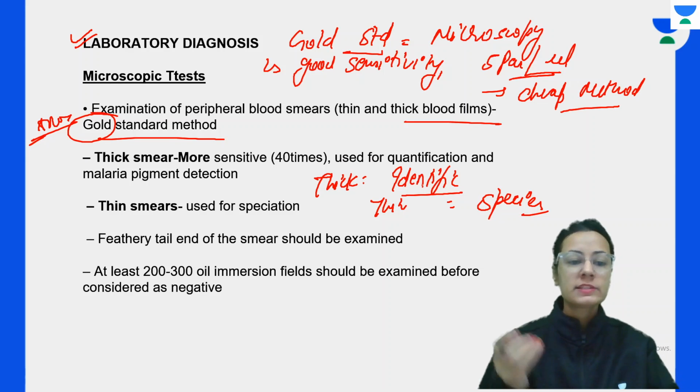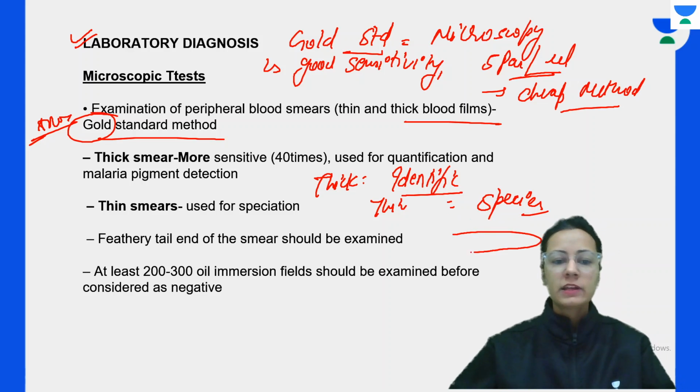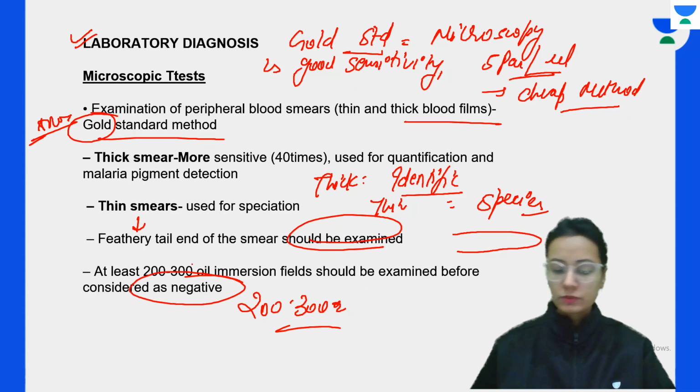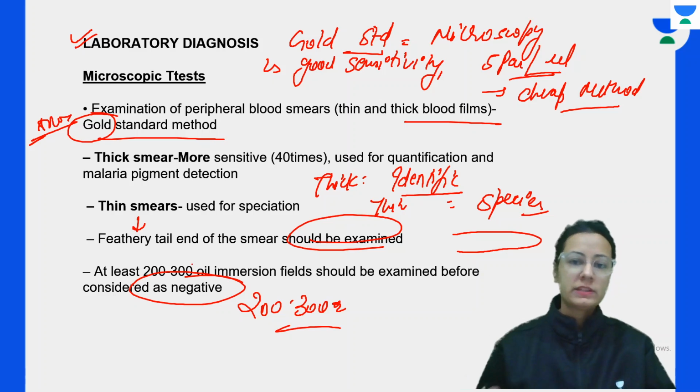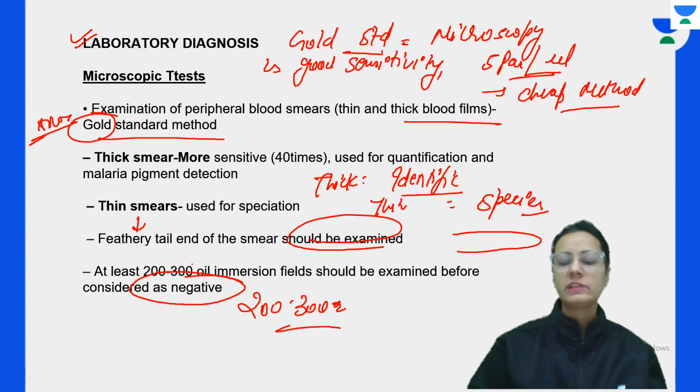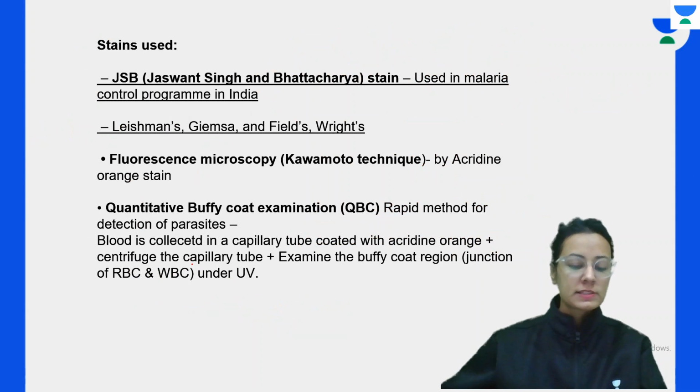To find which species of malaria it is, we use the thin smear. The feathery tail end of the smear should be examined for species identification. At least 200 to 300 oil immersion fields should be examined before it is considered negative. So that is about the microscopic test. It is a gold standard, cheap method with good sensitivity. The thick smear is used for the identification of malaria, and for species identification we use the thin smear.